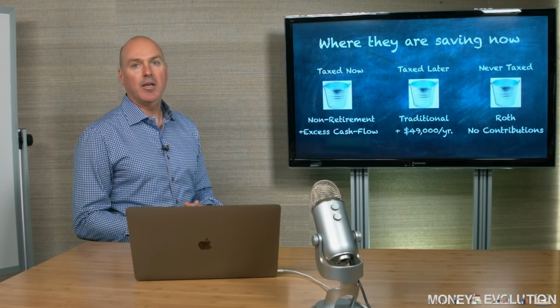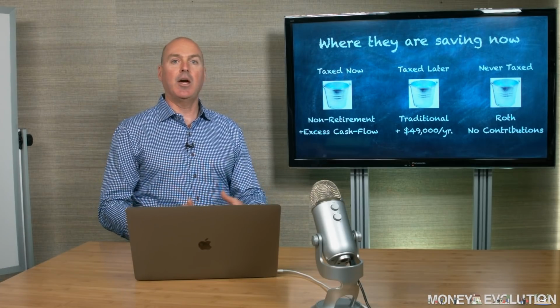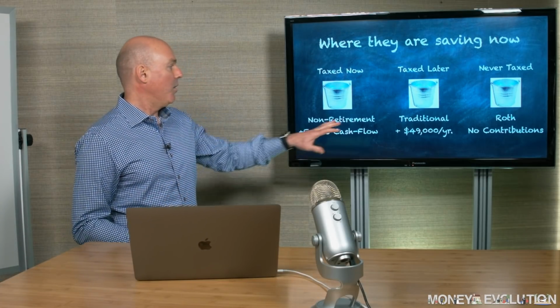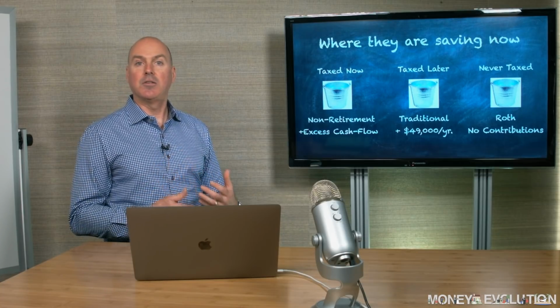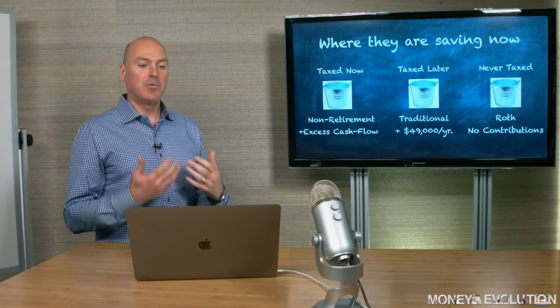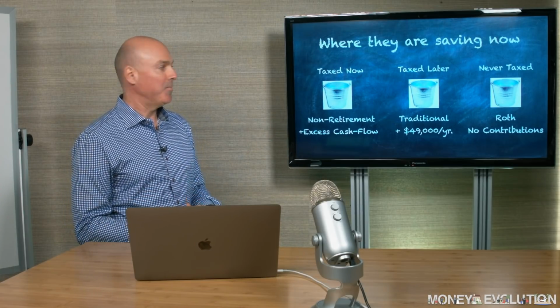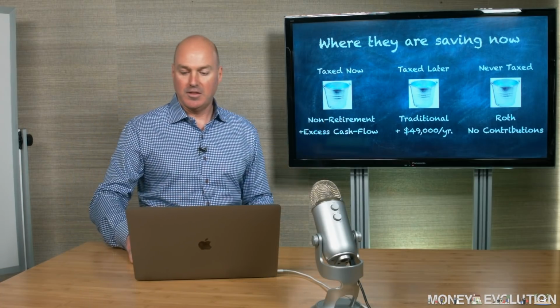The tax now bucket is where some of their excess surplus of cash flow is going. So again, we said their cash flow is improving. After they maxed out their 401k, they still had some money left over. Any of those monies are now going into that tax now bucket, building those account balances up. And again, nothing is going into the Roths at this time.